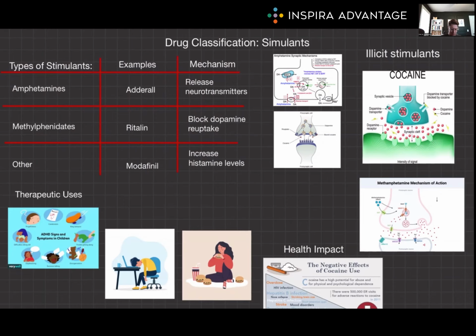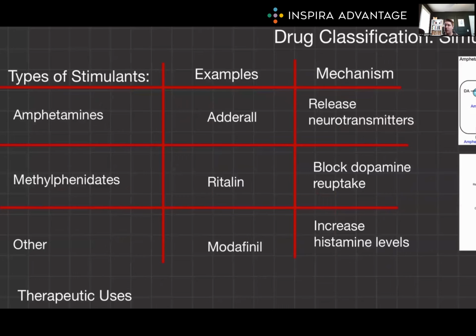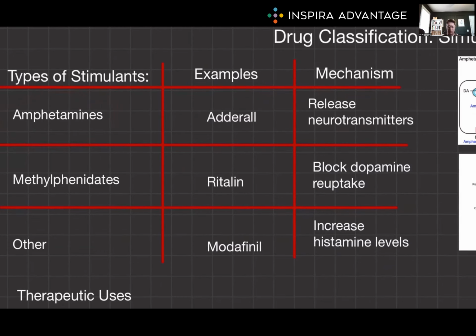So let's zoom into stimulants, which broadly speaking can be categorized into three main types relevant for your MCAT studies. We've got amphetamines. This includes drugs like Adderall, methamphetamine, dextroamphetamine, and Dexedrine. These all end with amphetamine, pretty easy to recognize. Then we have the methylphenidates. Examples are Ritalin and Concerta, which is an extended release methylphenidate.